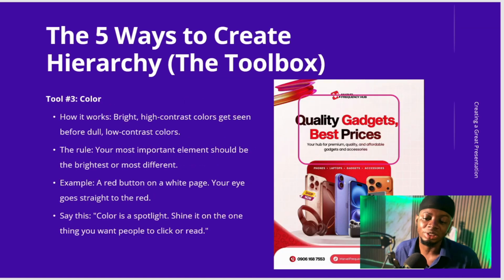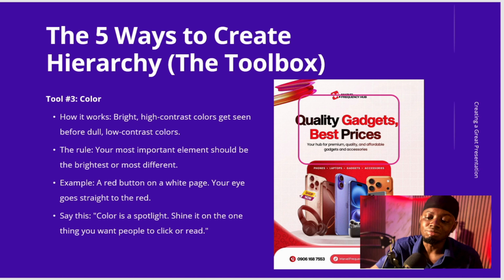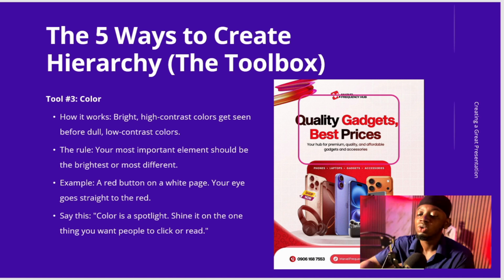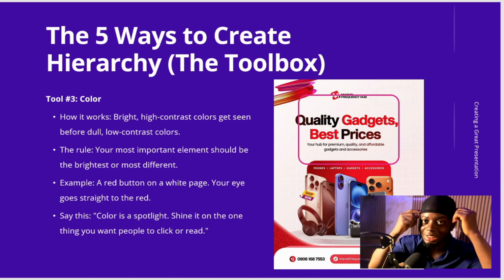So the third one is color. Your hierarchy can come in color. Example: quality gadget, best price. So they give "gadget" and "best" red. They give "quality" and "price" black. So: quality price, best gadget, quality gadget, best price. You see, it's a very psychological thing.